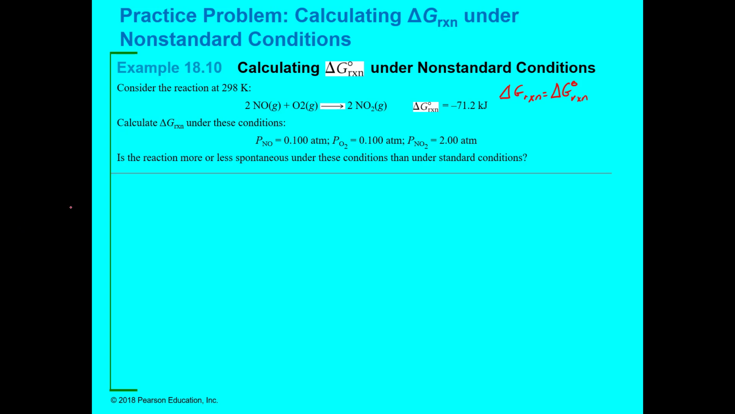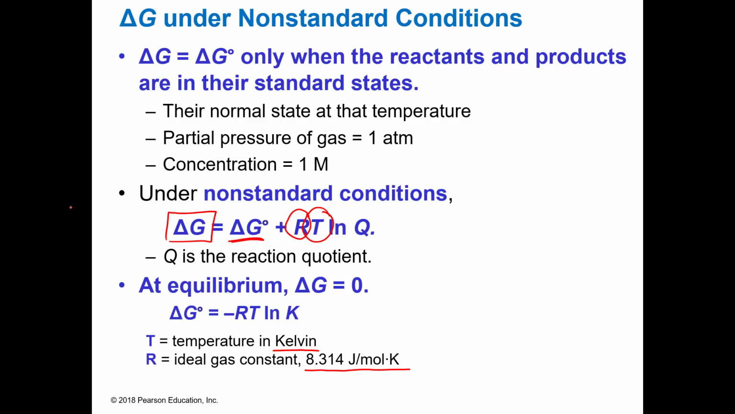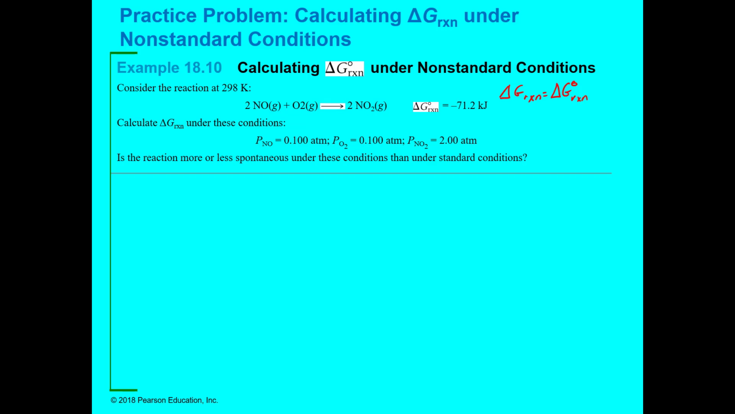I'm checking because I want to make sure that it's actually, yeah, okay. So many things you subtract. I just wanted to double check before I told you. Plus RT times the ln of Q. Okay, so delta G0 of the reaction plus RT times the natural log of Q.